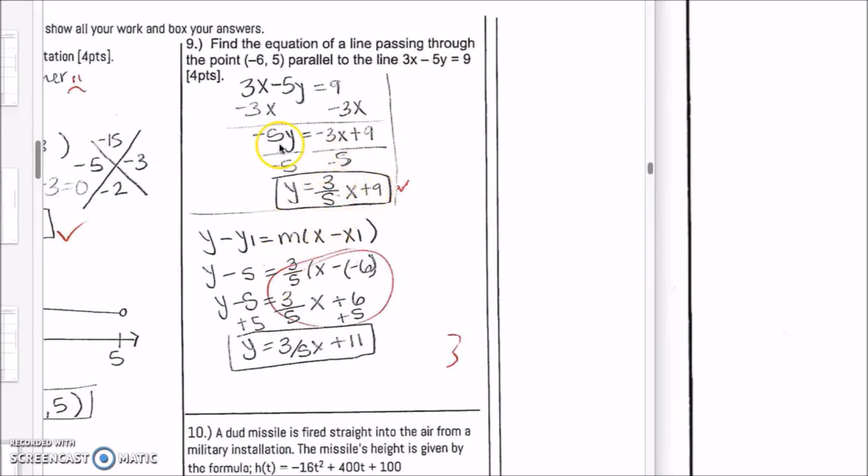They put 3/5 there, and then took in the ordered pair, -6 and 5, and they got plus 6. And then just right here, I circled it because they got 3 out of 4 because they should have distributed. That should have been 3/5 x. That should have been 18 over 5. Right there. So close, give them 3 out of 4.